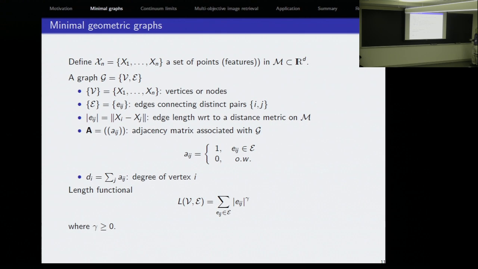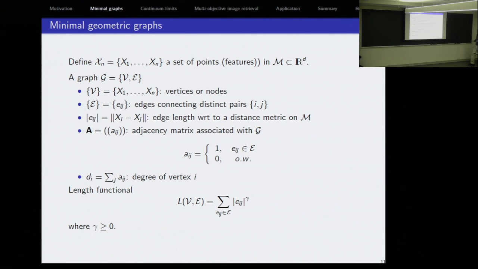All right, so minimal geometric graphs. Geometric, why? Because we're going to be looking at Euclidean or Euclidean-like similarity measures. We have a set of vertices, each image represented by its features, in some space which might not be a linear subspace of the d-dimensional feature space. And then we build a graph over these points, these nodes, vertices being V and edges being E.